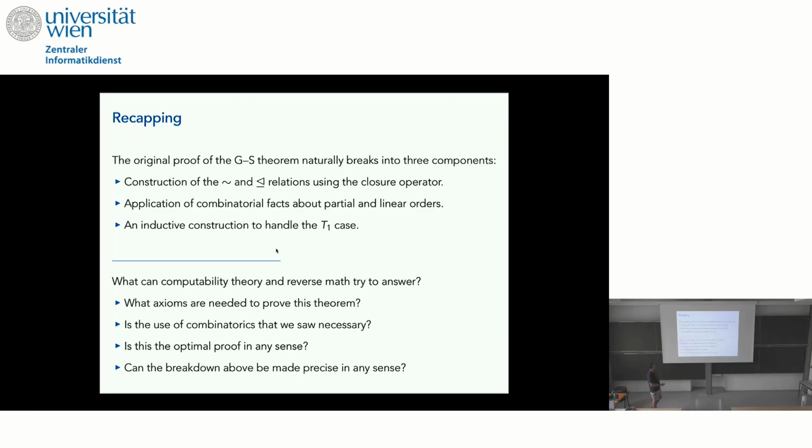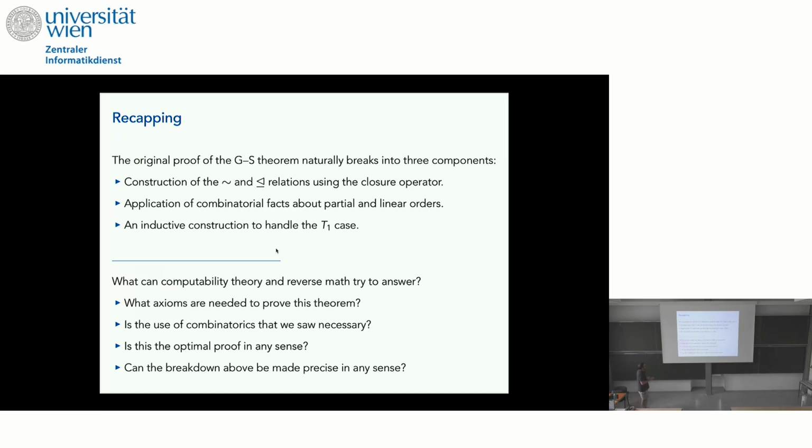Okay. All right. So let's recap this construction. There are three main components here. The first one was the definition of this equivalence class using the point closure operator, and then, in the case where there was no infinite equivalence class, this partial order, both defined in terms of the closure. The second was the application of these combinatorial facts about partial and linear orders that I've already talked about. And then the third step was some kind of inductive construction to handle the T1 case. Those were the three moments in the proof.